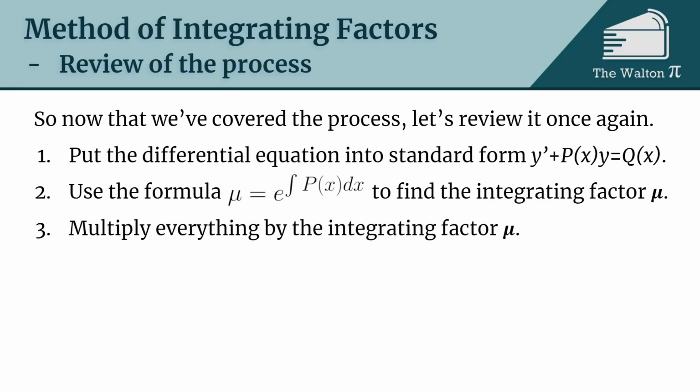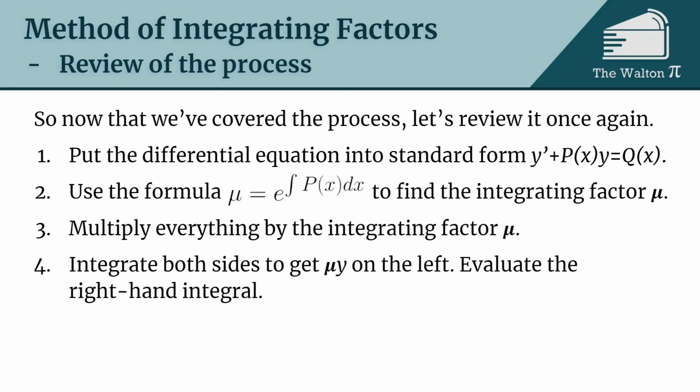Third, multiply everything by that integrating factor mu, both the left-hand side and the right-hand side. You need to multiply both sides. Fourth, integrate both sides to get mu y on the left, and then the right-hand side, you're going to just have to figure out how to integrate. That can be a bit tricky, but brush up on some of your calculus and some of your integrating techniques, and you should be able to figure those out.